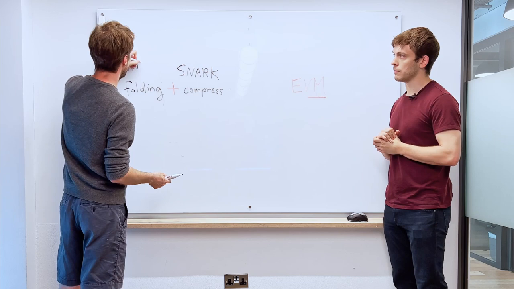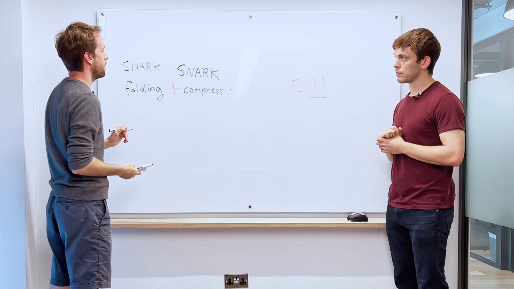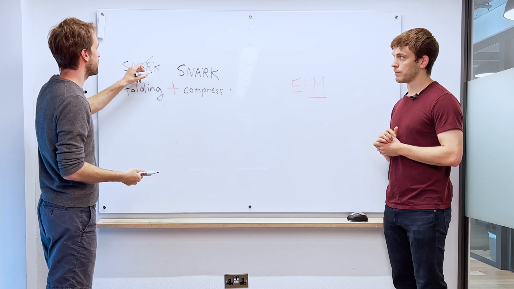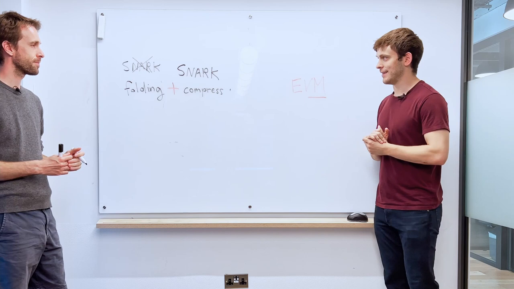Right. So I guess what you're saying is that let's use two SNARKs for both steps. But these are SNARKs that are optimized for different things. This one's optimized for fast and cheap verification. This one for fast and cheap proving. But I guess the realization of Nova is that you don't even need a SNARK. Yeah. This is overkill. You can get the power of SNARKs by just using folding. Very cool. All right, let's dig into Nova.